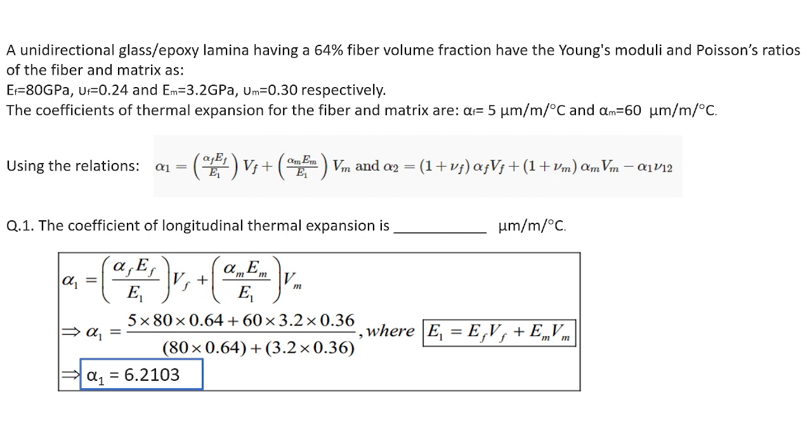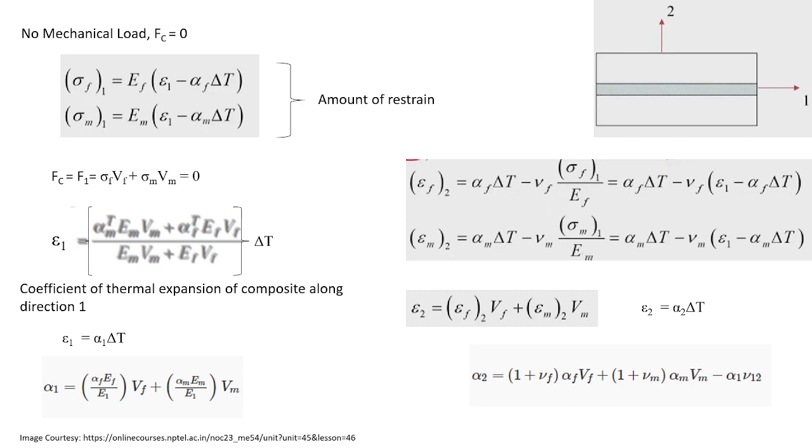So the first question is, a unidirectional glass epoxy lamina having 64% fiber volume fraction has the Young's moduli and Poisson's ratio of fiber and matrix given, and also the coefficient of thermal expansion of the fiber and matrix is given. The relation is already given in the assignments directly, and we have to find the coefficient of longitudinal thermal expansion. Even though in the question the equations are given, I would like to go back and talk a little about how those equations are found.